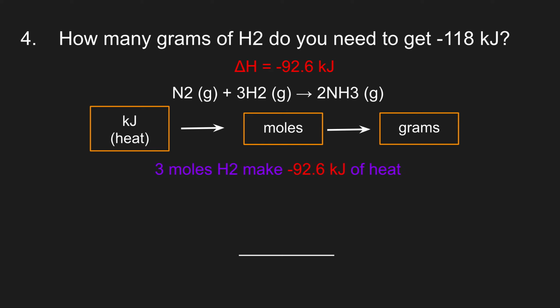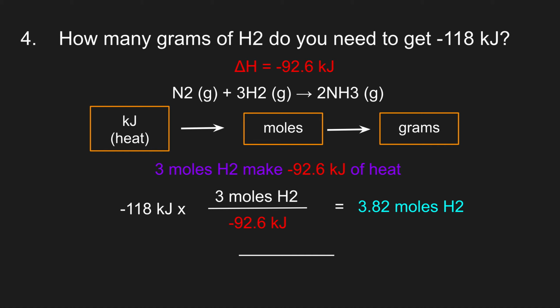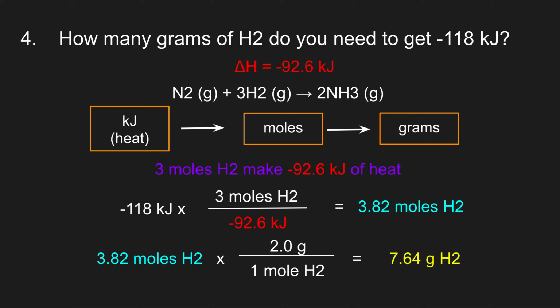We also note here that 3 moles of H2 makes negative 92.6 kilojoules of heat. So negative 118 kilojoules is already given in the equation, so we take that and multiply it by the conversion factor of 3 moles of H2 over negative 92.6 kilojoules. And that is equal to 3.82 moles of H2. Now we multiply this by the mole conversion factor of 2.0 grams over 1 mole of H2, and we get 7.64 grams of H2, and that is our final answer.